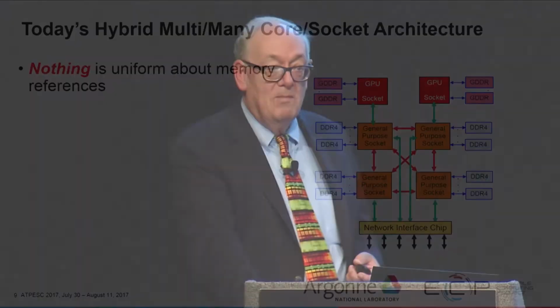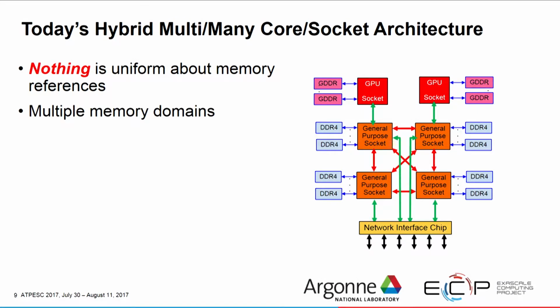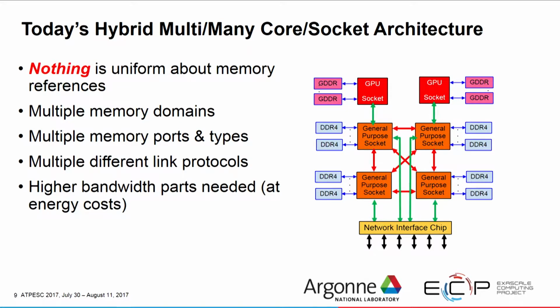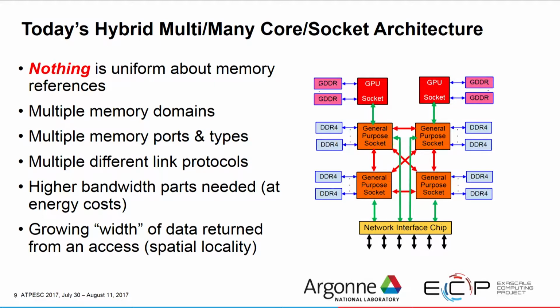In this picture, if you pretend you're a thread buried in one of the cores down in here, or maybe even worse, one of the cores up in here, nothing is uniform about memory access now. There are multiple different memory domains on the same socket, on different sockets, all over the system. There are multiple different types of memory ports and types, multiple different link protocols. Higher bandwidth parts are needed, which expend more energy. And in many cases, to get further, we've increased the width, how much data we bring back on an access. That means we've increased the amount of prefetching from each memory reference. And when you make a memory reference, if you only use 8 bytes out of 64, the other 56 bytes that you fetched are totally wasted.